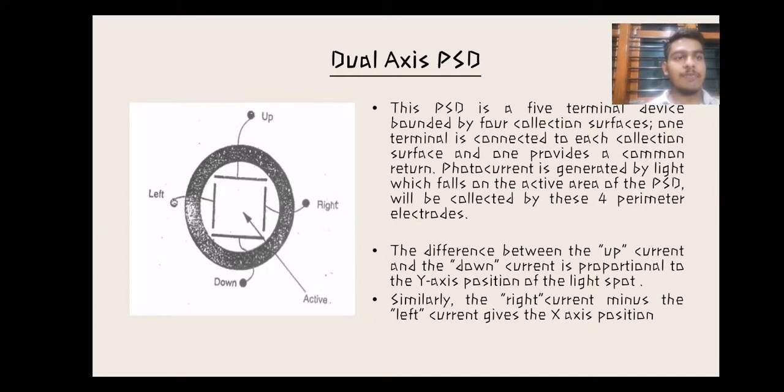This PSD is a 5-terminal device bounded with 4 collection surfaces. One terminal is connected to each collection surface and one provides a common return. Photocurrent generated by light which falls on the active area of the PSD will be collected by those 4 electrodes. The difference between up current and down current is proportional to the y-axis position of the light spot, and similarly the right current minus the left current gives the x-axis position.